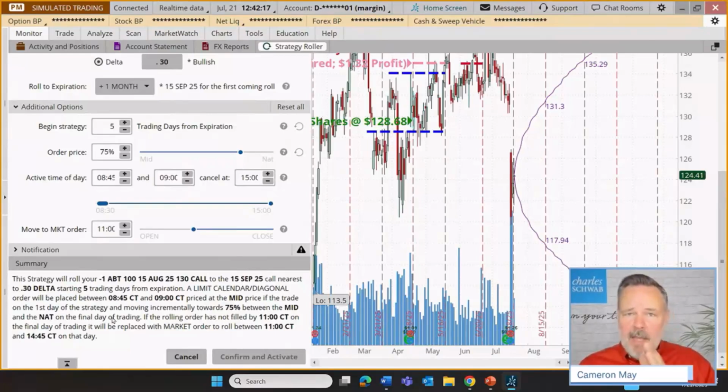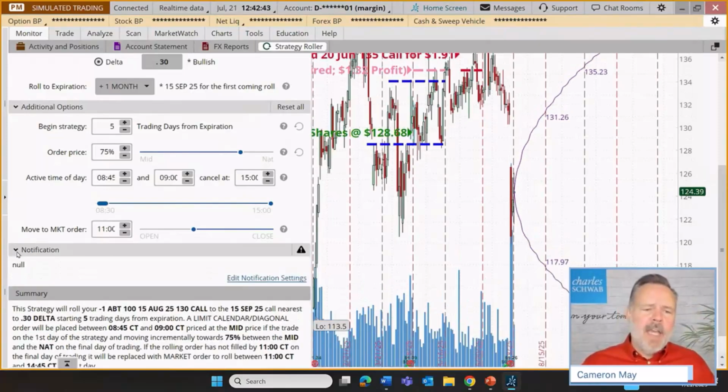So 5 days before expiration, it's going to start at the mid, trying to get a fill according to the strike price and expiration that we've selected. And it's going to keep trying throughout the week if it can't get a fill. But on the final day, if that rolling order is not filled by, in this case, 11 o'clock Central, it's just going to be replaced by a market order to roll. There we go. And then we can click confirm and send.